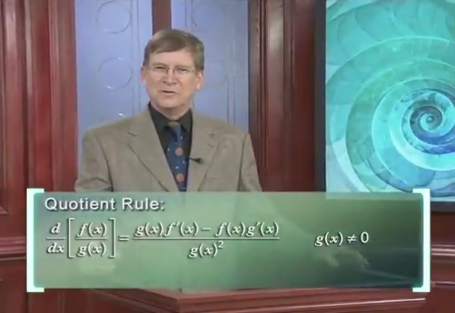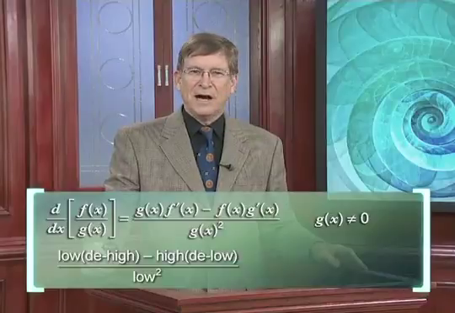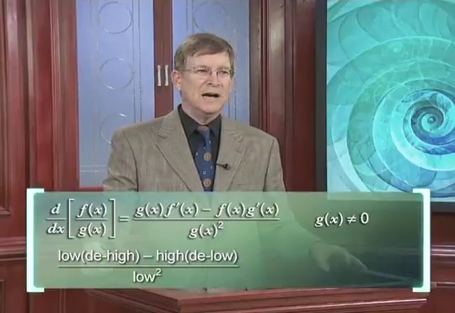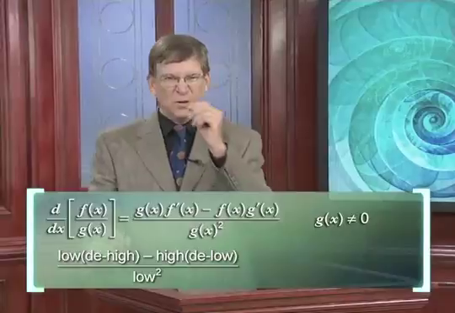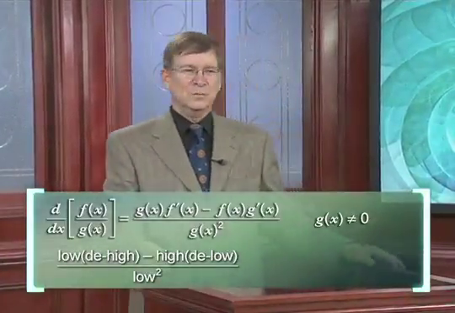One of them that I sort of like is if you call low the denominator and high the numerator, it's low d high minus high d low over low squared. D high meaning derivative of the numerator.